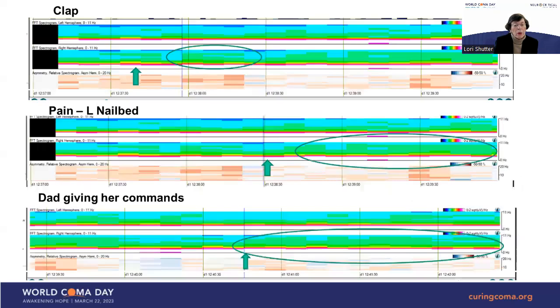And a final thing I want to point out is just using EEG in a controlled way. In this study that we performed at Pittsburgh, one single patient who the family swore was responsive, we looked at her standard EEG and we did very specialized testing. We had a clap response, we applied nail bed pressure, and we had her dad give commands. And we clearly saw that when her dad spoke to her, she showed more responsiveness and a faster responsiveness.